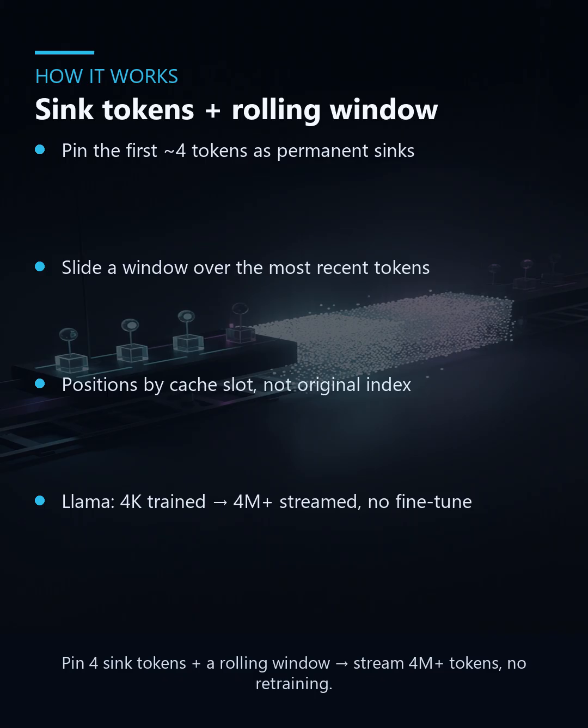Concretely, StreamingLLM splits the cache in two. The first 4 tokens are pinned as attention sinks and never evicted. Alongside them sits a rolling window of the most recent tokens. One detail matters: positions are assigned by slot inside the cache, not by their original place in the text, so the model always sees a clean, continuous range. With this, a Llama model trained on 4,000 tokens can stream past 4 million with no fine-tuning.